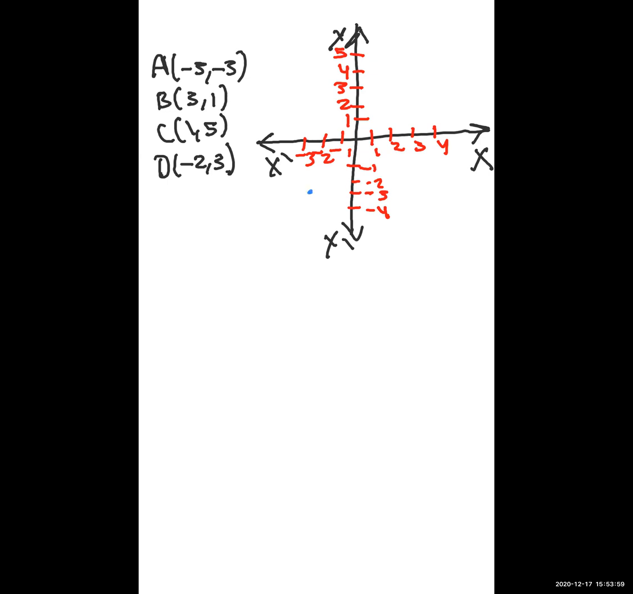Next point B, (3, 1). 3 on the positive direction of X, so on the right, and 1 means on the top, so here. So this is point A, and this point is B. Then C, (1, 5), on the top here. This is point C. Then the last point, (-2, 3), will be here. So this is D.